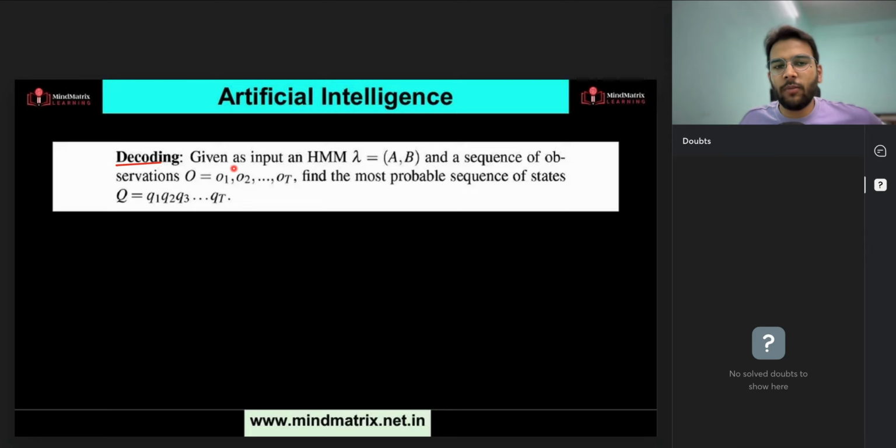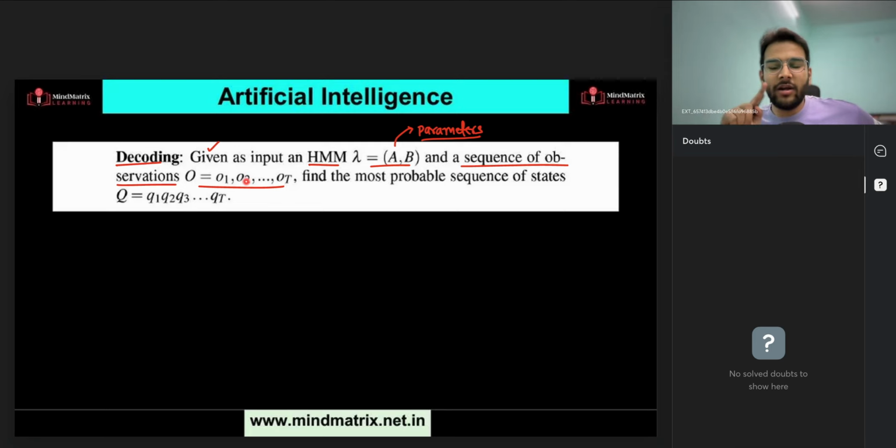that is the Viterbi algorithm. Given an input HMM, these parameters are given to you. When I say parameters, I'm talking about the transition probability matrix, the emission probability matrix, and also the stationary distribution. That is given to you. What else is given to you? A sequence of observations is also given to you.